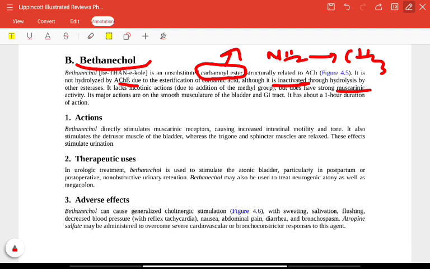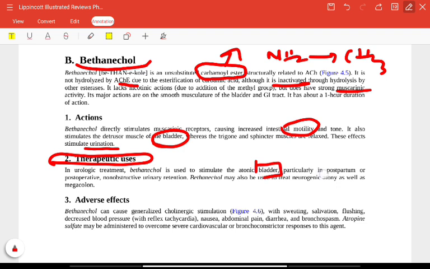Actions: increase motility, bladder muscles are stimulated, which will produce urination. What is the therapeutic use? In neurologic treatment, Bethanecol is used to stimulate bladder, particularly in postpartum or post-operative non-obstructive urinary retention.